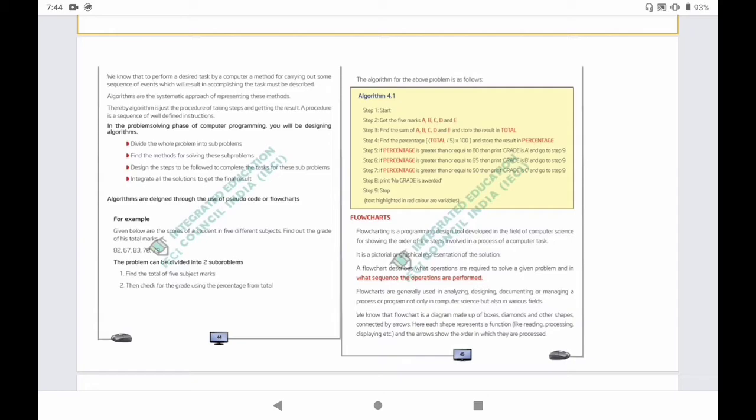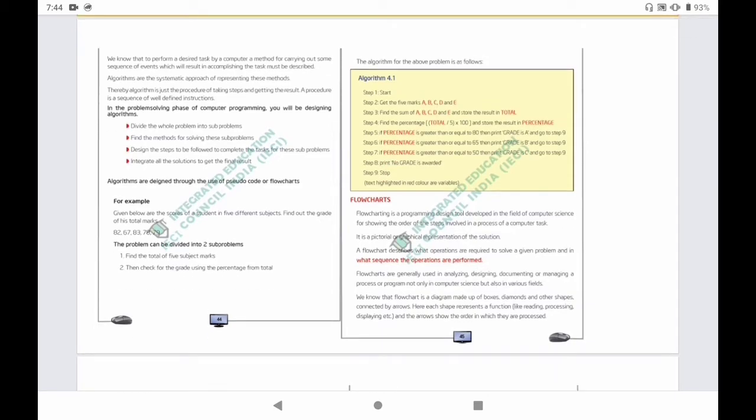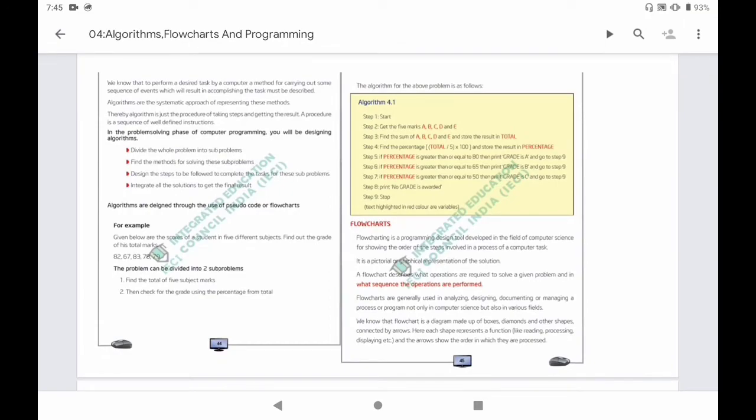Then let us move to the algorithm. You can see algorithm number 4.1 here. Step 1, start. In every algorithm, the first step will be start and the final step will be stop. Then the second step, get the 5 marks. What are the 5 marks here? 82, 67, 83, 78 and 79.